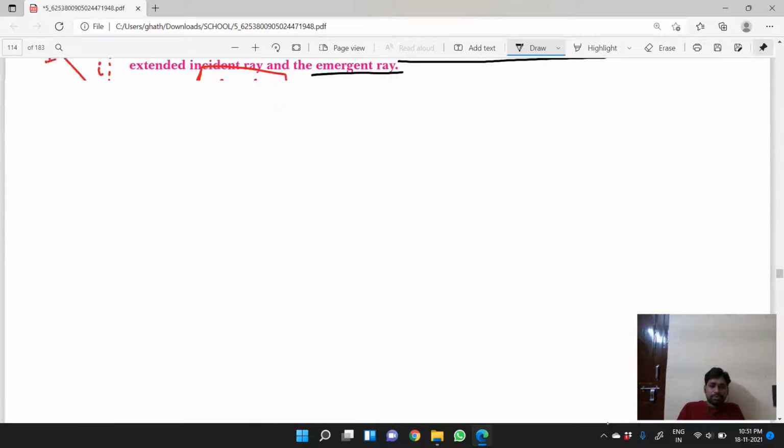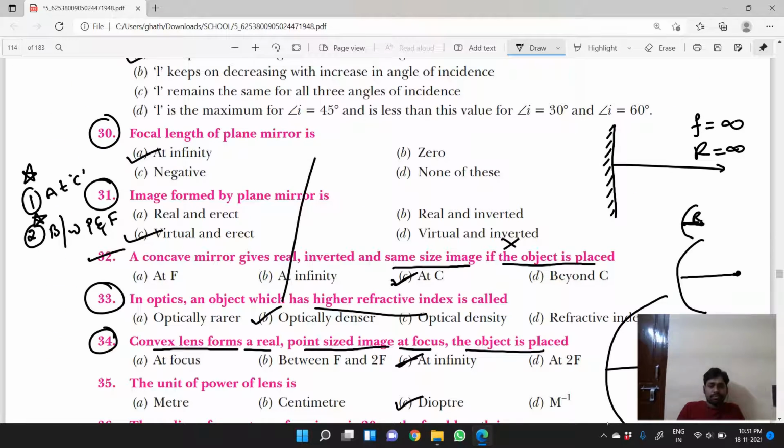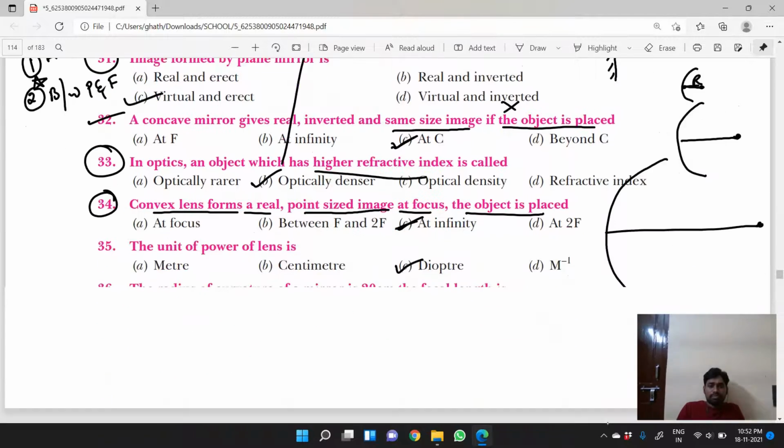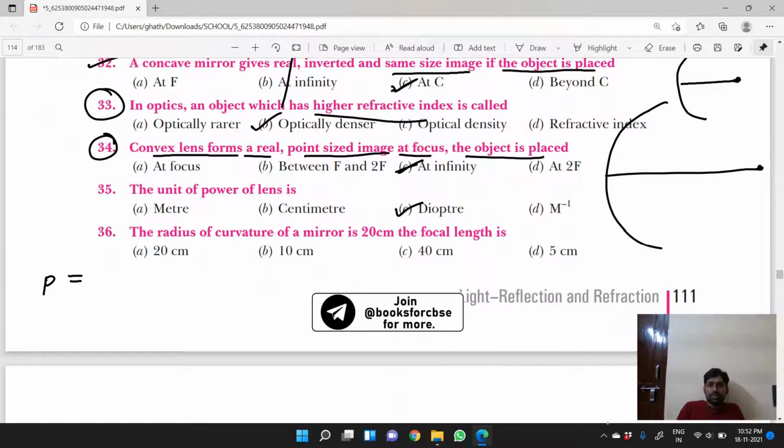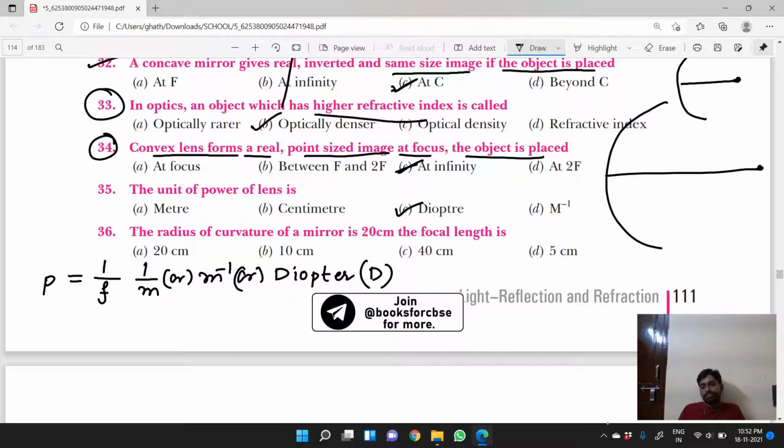Power is called the reciprocal of focal length. So focal length is measured in terms of meters, and 1 by meter, or meter inverse, is called diopters, denoted with a capital D. This is when the focal length is in meters.